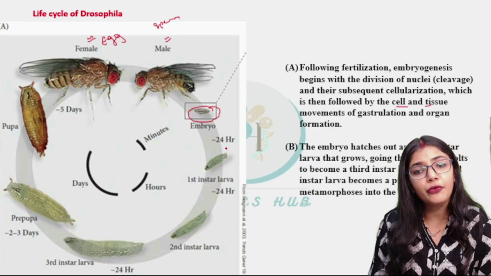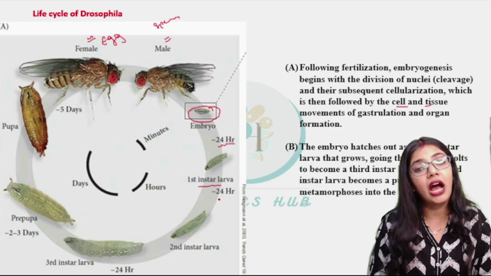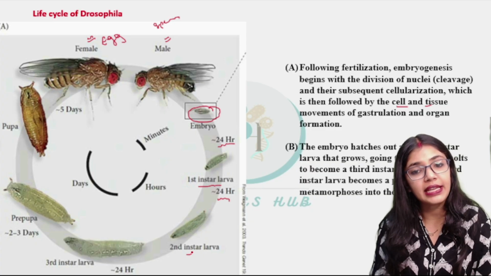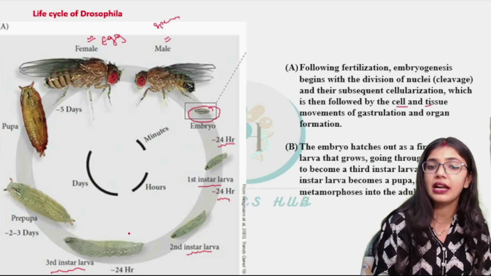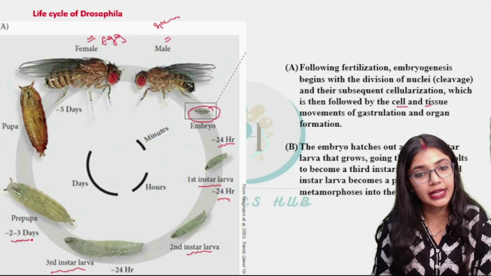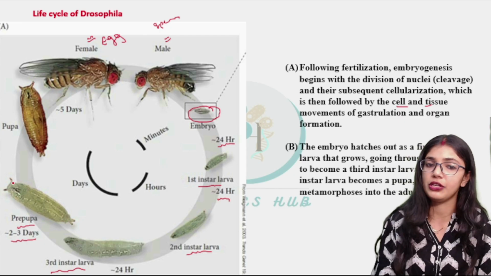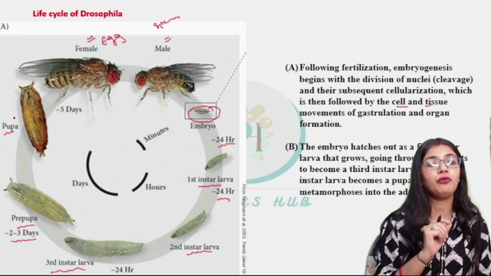After hatching of the embryo, after 24 hours there will be the first instar larva, after the next 24 hours the second instar larva, and after the next 24 hours the third instar larva. These are the three phases of the formation of larva. Next, after 2 to 3 days there will be pre-pupa formation. Next comes the pupa. This is the whole life cycle of Drosophila.